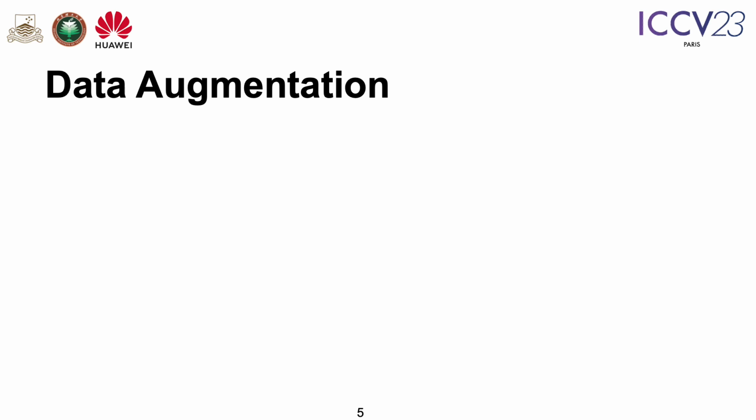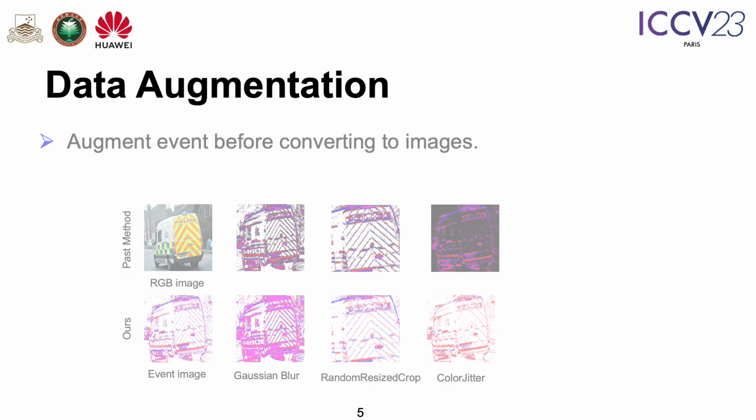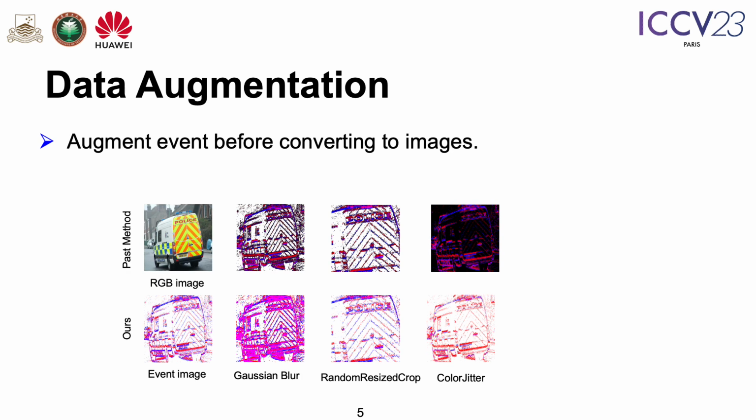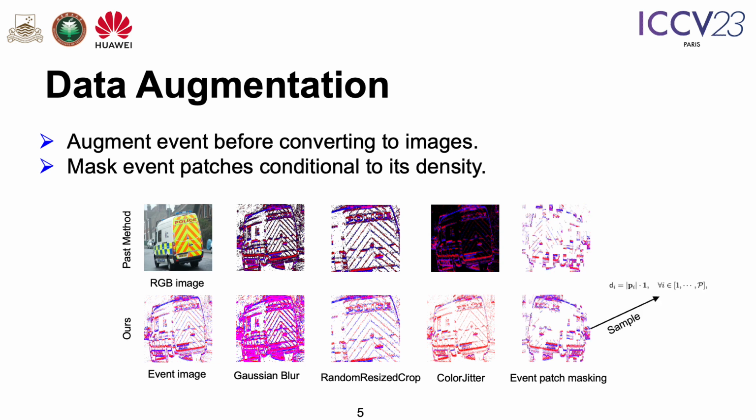In data augmentation for event camera data pre-training, one may directly and wrongly perform these augmentations on event images. In contrast, we study how to perform event data augmentations before converting to an event image. Here, we show the comparison between augmentations after and before the conversion. When masking the event patches, one should perform masking conditional on the event patch density, avoiding amplifying the spatial sparsity of event data.